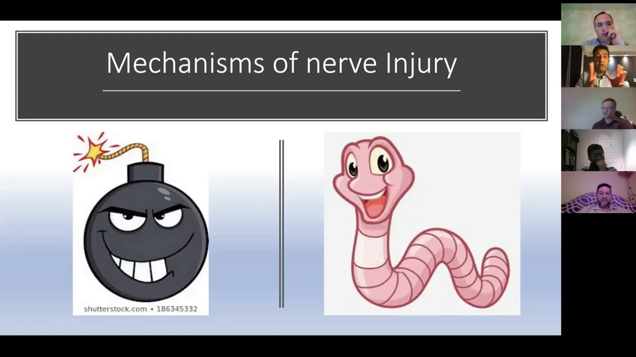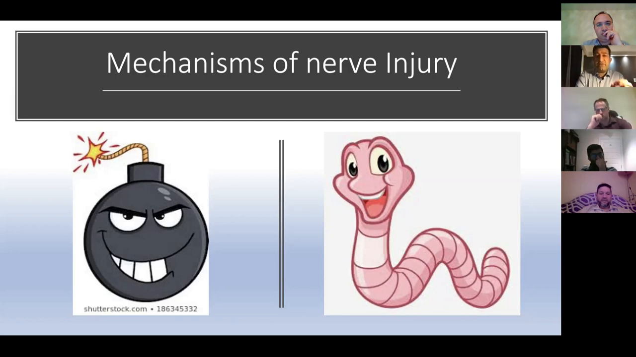Essentially, the nerve is all intact, but it's been distorted. There may be a hematoma, there may be some scar tissue. Something is representing the puddle. It's stopping that bomb from going off. As soon as you remove that, or it may spontaneously resolve, then that nerve will start to work again.